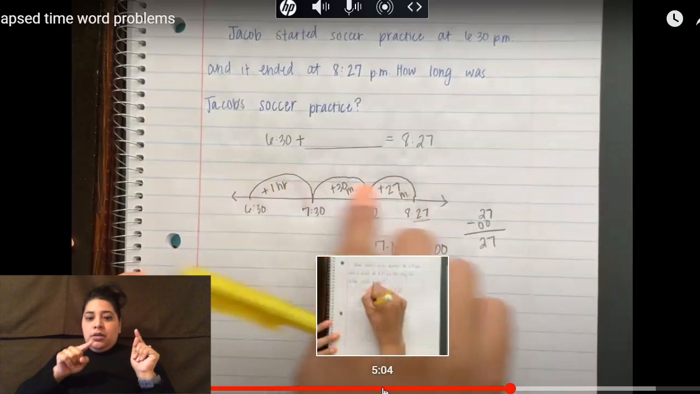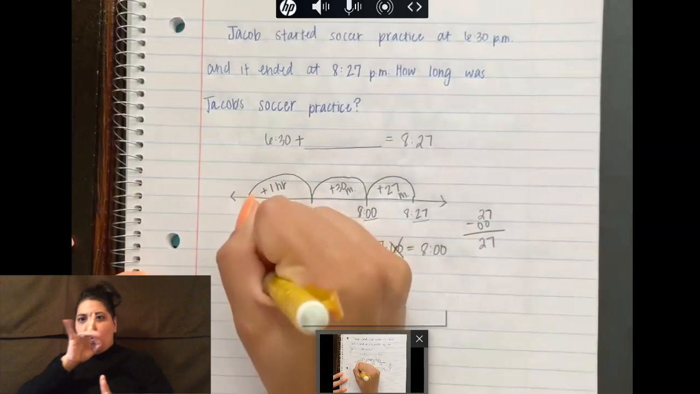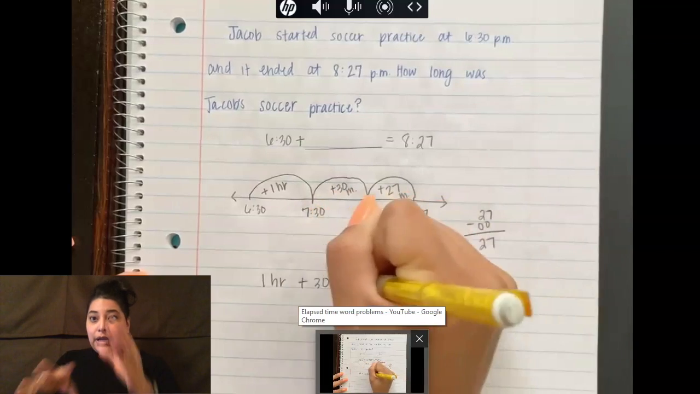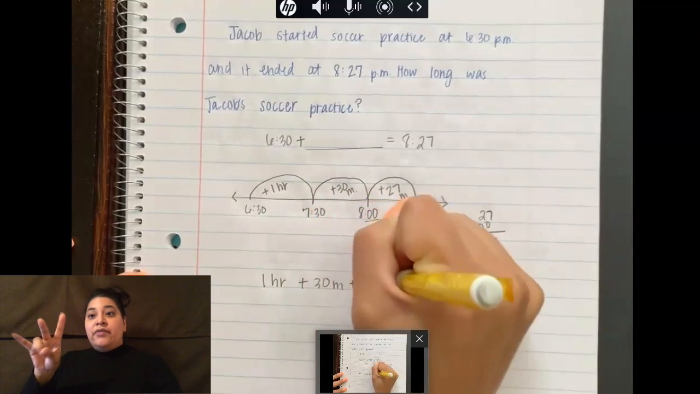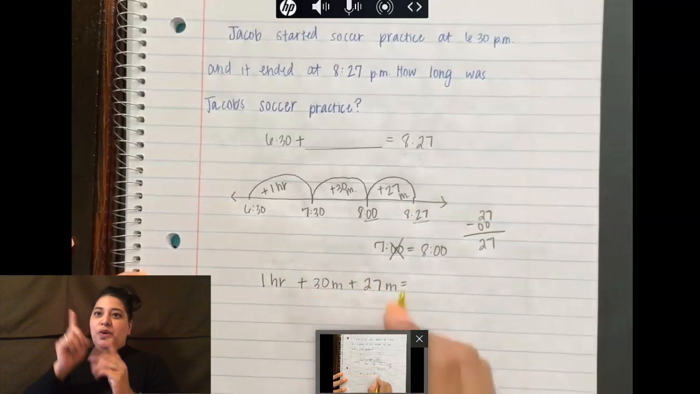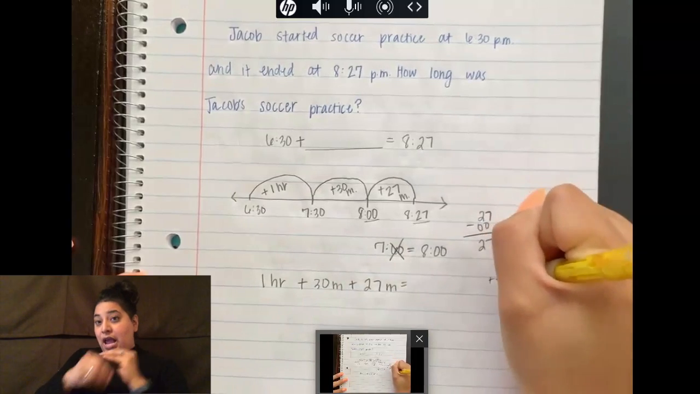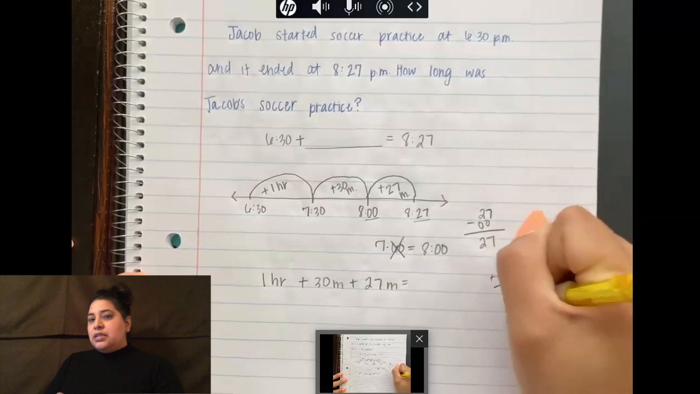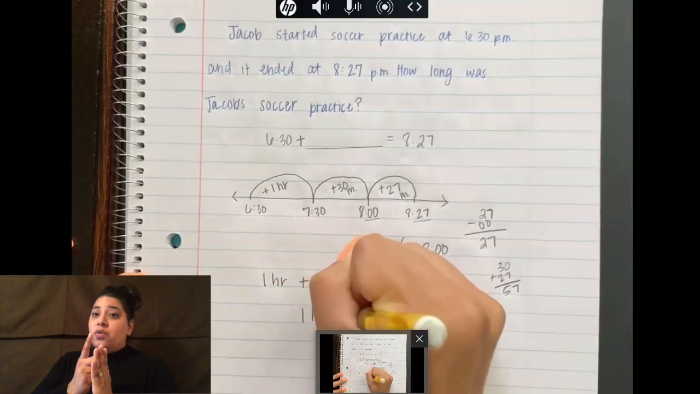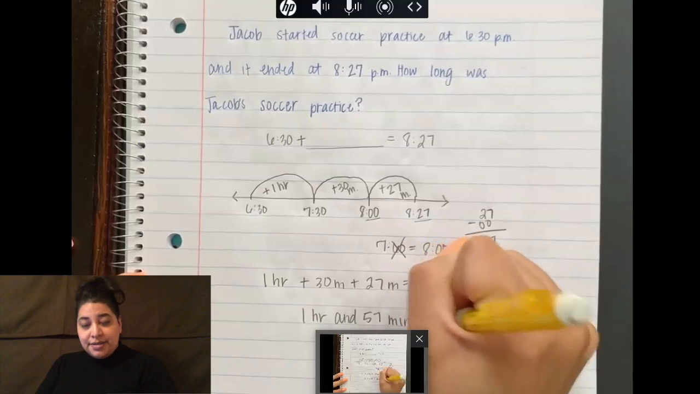Now you have your jumps, your amount of time that has passed. So what do we got to do? We got to add it up together. So we've got 1 hour plus 30 minutes plus 27 minutes. Well, I'm not going to add these to my hour because they're still in minute form. So let's go off to the side and add those together. 30 plus 27, 7, 3, 4, 5. So it's really going to be 1 hour and 57 minutes.